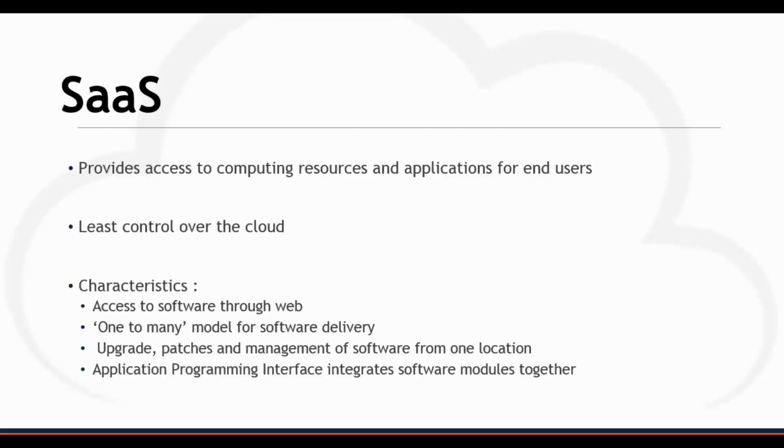The SaaS, or software as a service provider, provides access to computing resources and applications for the end user. It is a fast-growing technology. By accessing the cloud, the clients get to access software and other similar applications over the cloud. SaaS provides the least control. Some characteristics of SaaS are the users get web access to commercial software. The software is made available to the users from a one-to-many mode type of software management. Software management, upgrades, and patches are handled by the service provider from a centralized location.